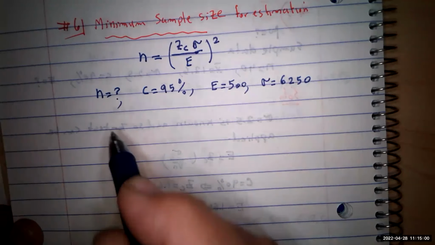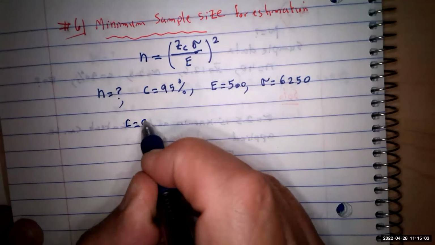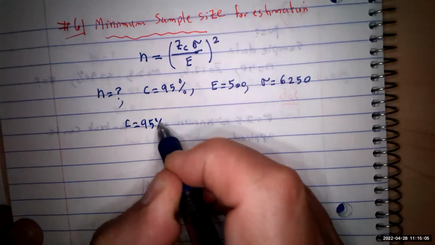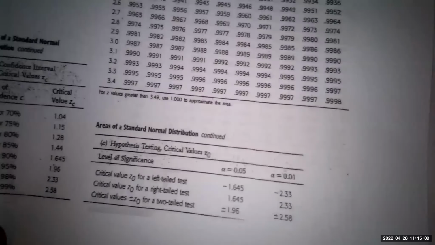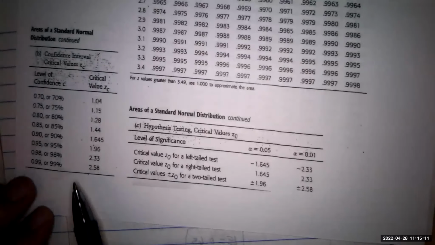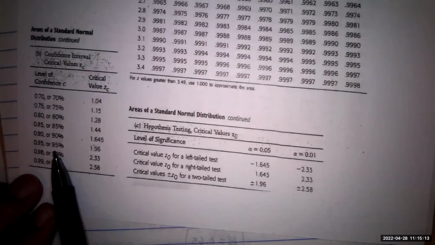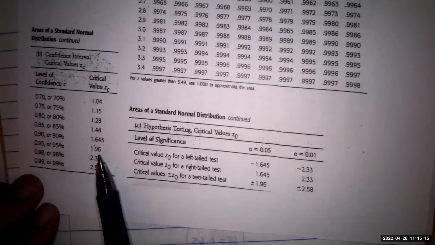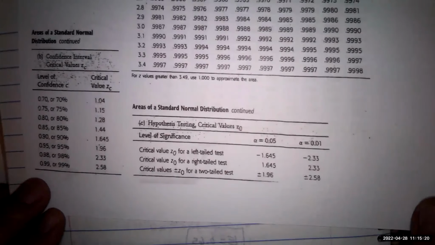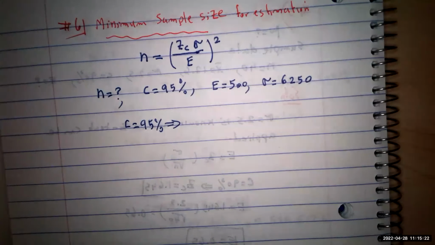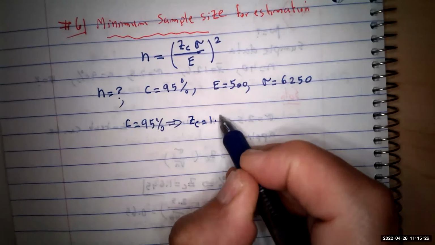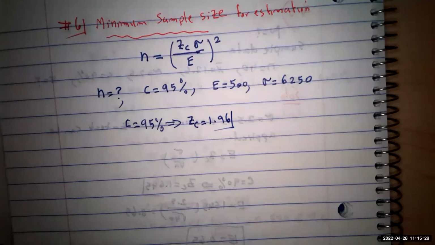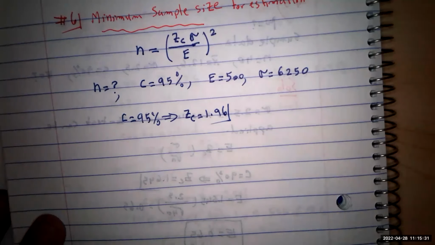So that's it. C is 95%. You go to that bottom corner. Remember, this is it, again, ZC. For the 95%, the ZC is 1.96. Okay, so this is how we're going to find it. 1.96 for the ZC. That's it. Go back, substitute to get N.